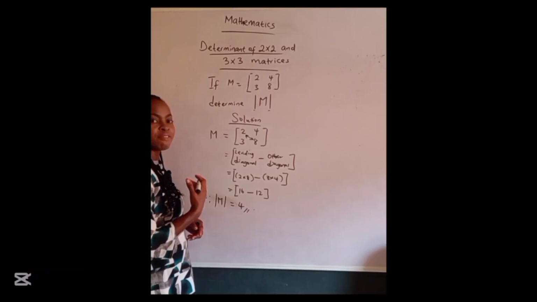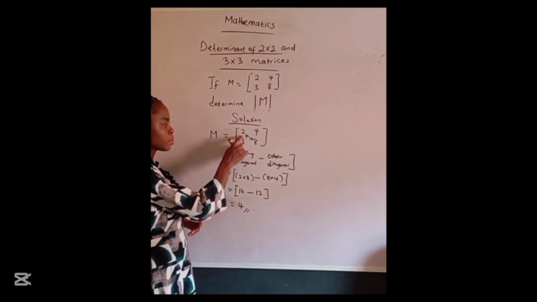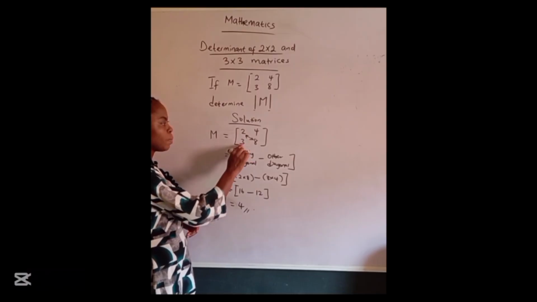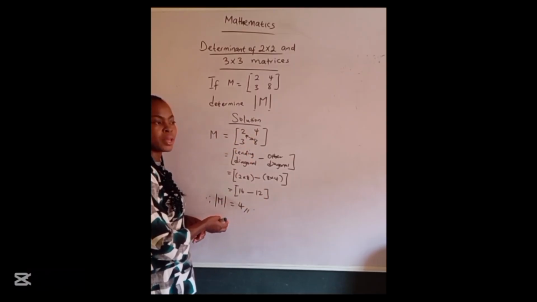When you have to find the determinant of a 2 by 2, all you have to do is multiply the leading diagonal, multiply the other diagonal, subtract. That gives us what? The determinant. Alright, for 3 by 3 determinants, you must understand that each element has its own sign. We have positive, negative, positive, negative, positive, negative, positive, negative, positive.